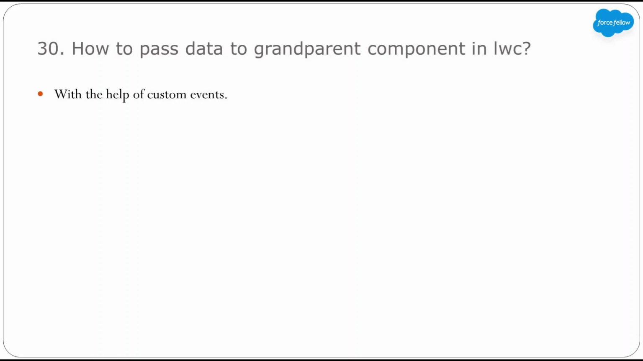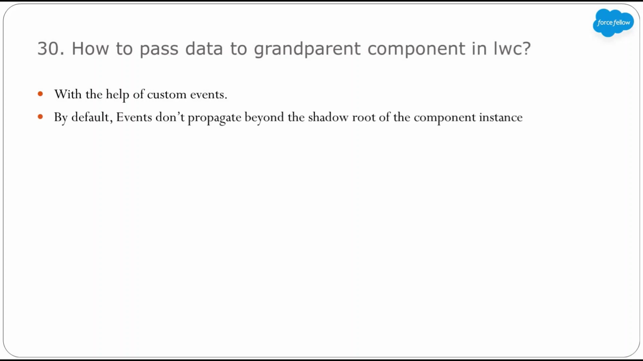You can say that with the help of custom events, we can pass data from a child component to a grandparent component. But this is not the default behavior of custom events, because custom events cannot go out of the shadow root boundary of the component. So LWC provides two different properties, event.bubbles and event.composed. Whenever we want to pass data out of the shadow boundary, we need to set bubbles and composed equal to true on the custom event.